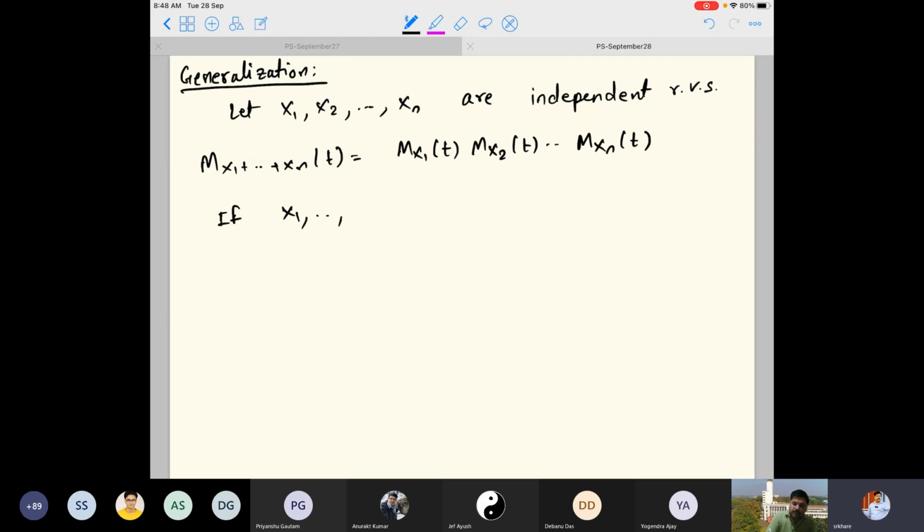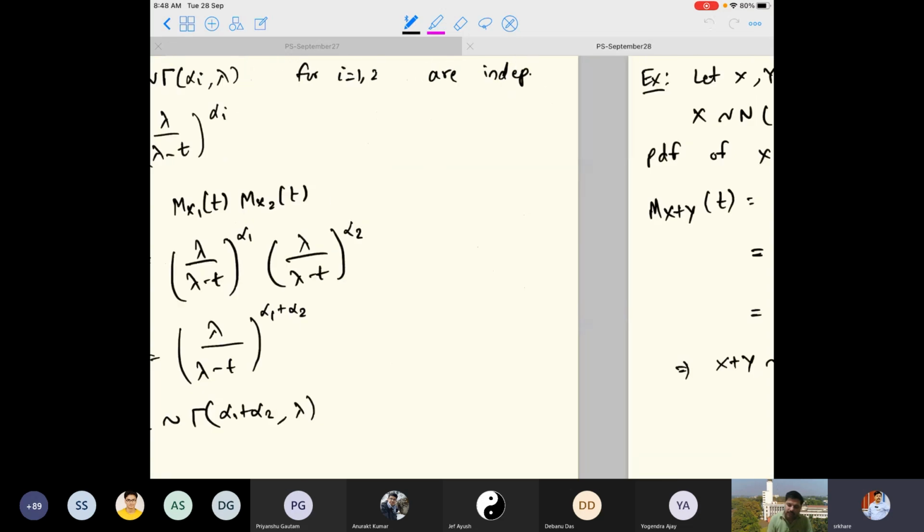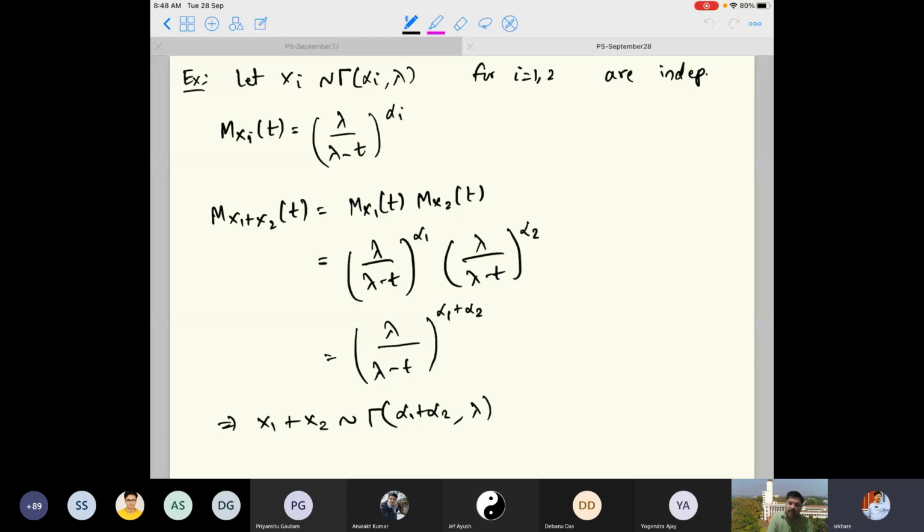If X1 up to Xn are IID, independent and identically distributed random variables, then you can see that for X1 plus X2 plus up to Xn at t, basically all these M X1 is the same as M X2, the same as M Xn, because they are identically distributed. So you'll have M X1 of t to the power n, right? So this is what we have. And you can very easily see these results getting generalized. If I have Xi with i equal to 1 to n, then you will basically have the exponent.